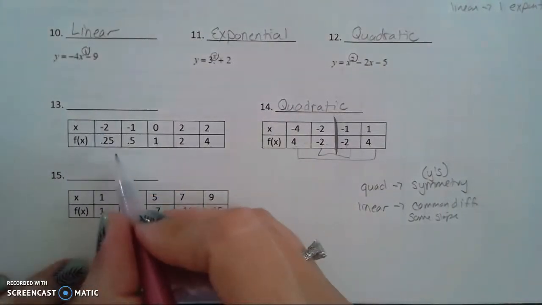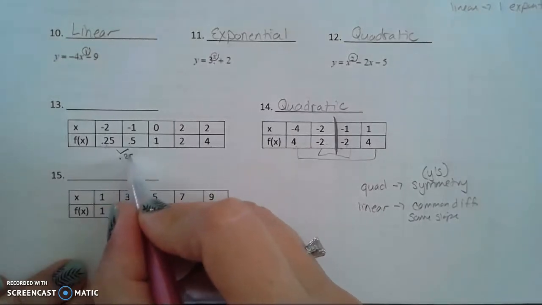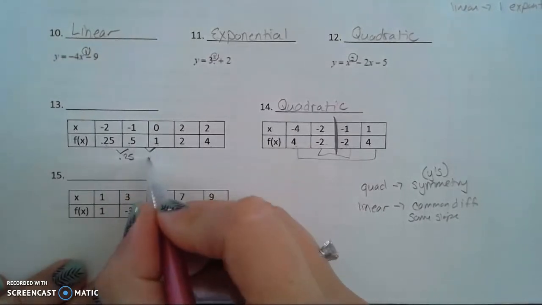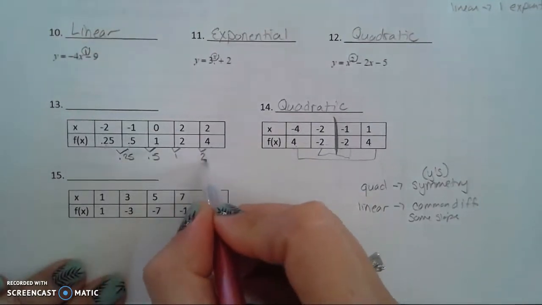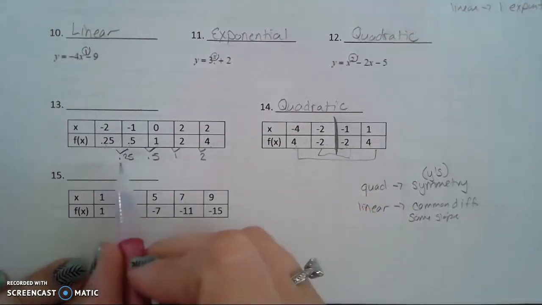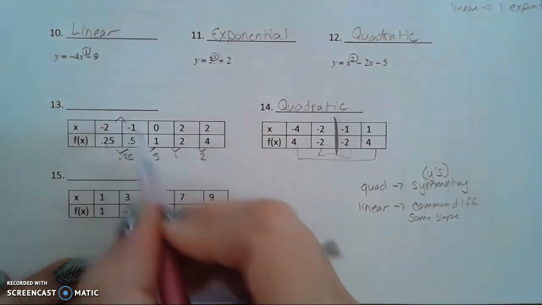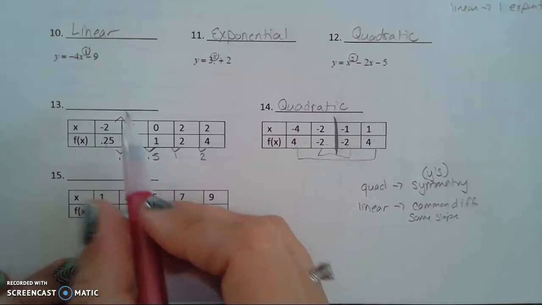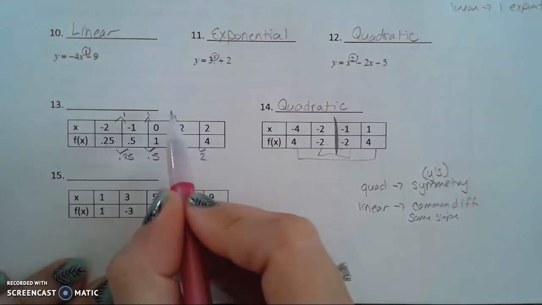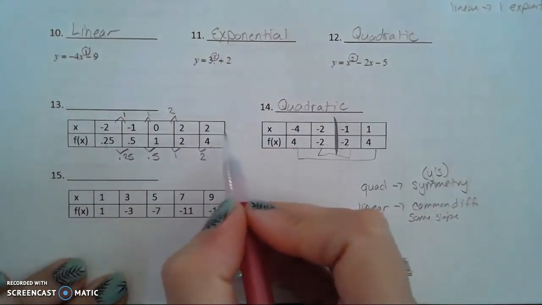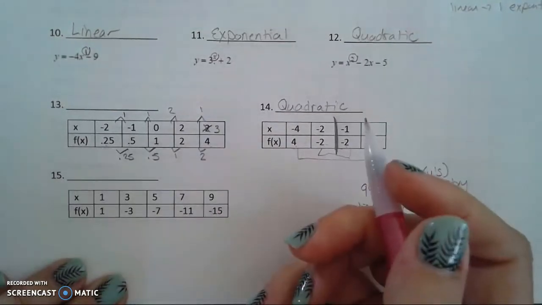So if we look at this one first, the change to go from 0.25 to 0.5 is 0.25. The change from 0.5 to 1 is 0.5. The change from 1 to 2 is 1, and the change from 2 to 4 is 2. Obviously these numbers aren't the same, but I don't want to go just based on that because I need to look at the change in the y over the change in the x. So the change here is 1, the change here is 1, the change here is 2, and I think this is a typo. I think that should be a 3. Sorry guys. And then the change here is a 1.